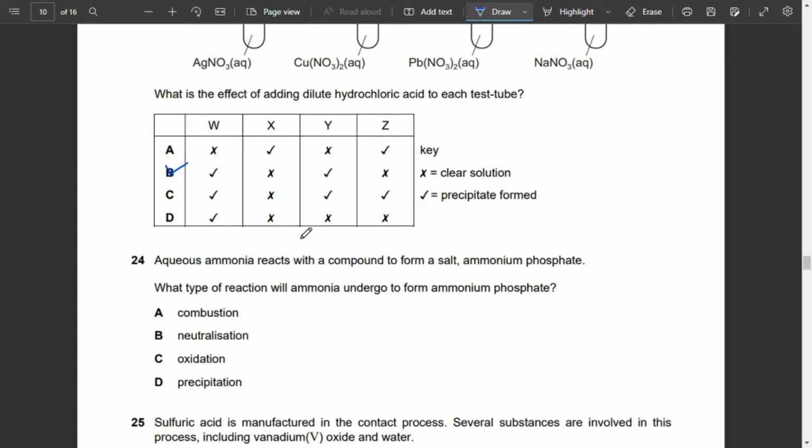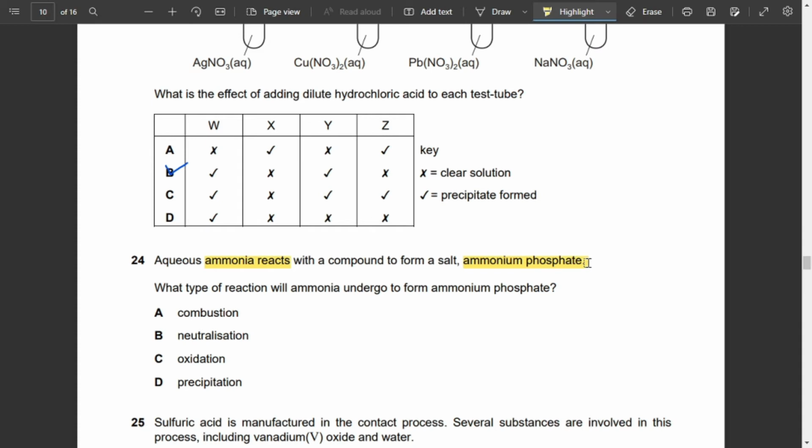Moving on to MCQ number 24. Aqueous ammonia reacts with a compound to form a salt, ammonium phosphate. What type of reaction will ammonia undergo to form ammonium phosphate? Let's first highlight that aqueous ammonia reacts to form a salt, ammonium phosphate. What type of reaction will it undergo to form ammonium phosphate?